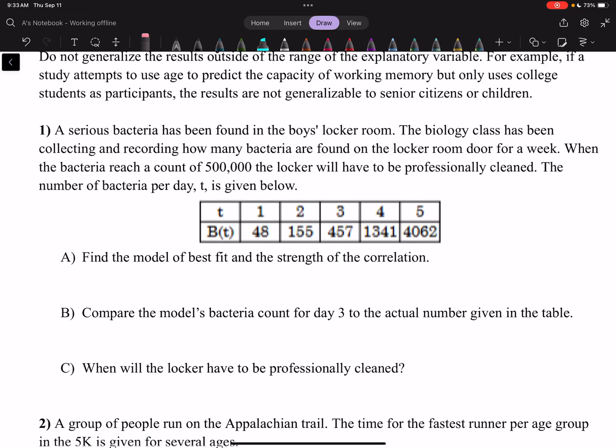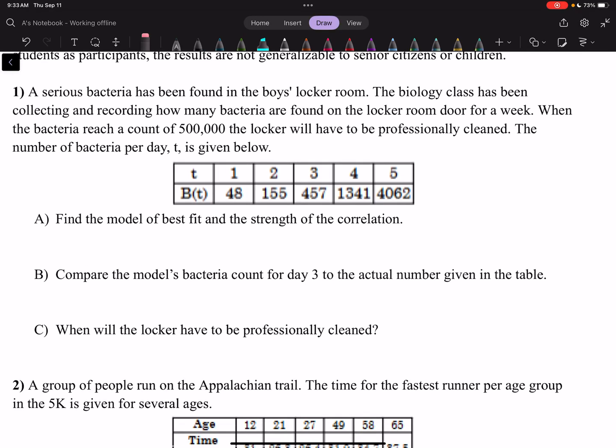All right. A serious bacteria has been found in the boys' locker room. The biology class has been collecting and recording how many bacteria are found on the locker room door for a week. When the bacteria reach a count of 500,000, the locker will have to be professionally cleaned. The number of bacteria T per day is given below. Now I'm asked to find the model of best fit and the strength of correlation first.